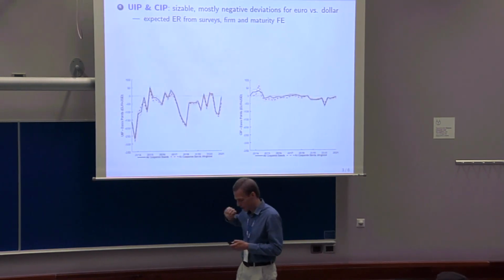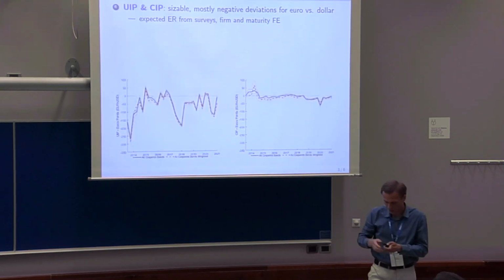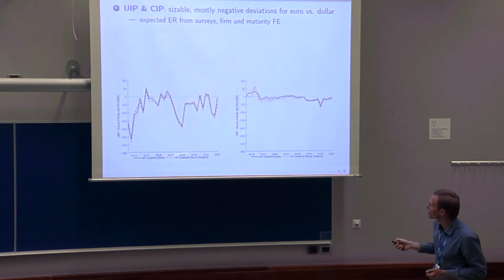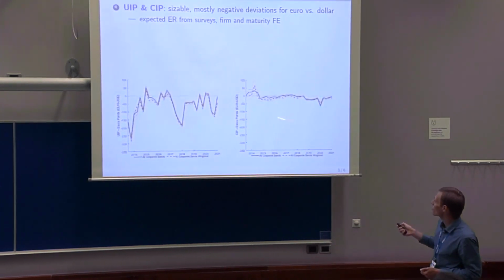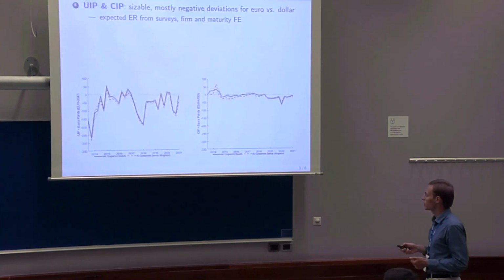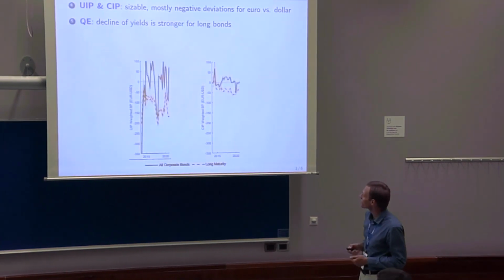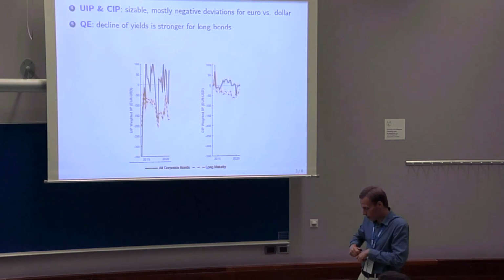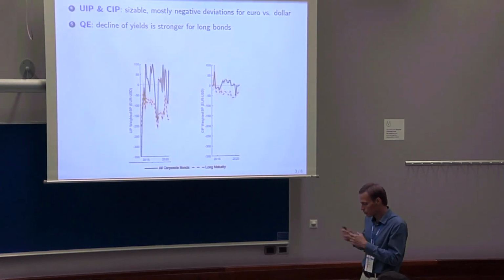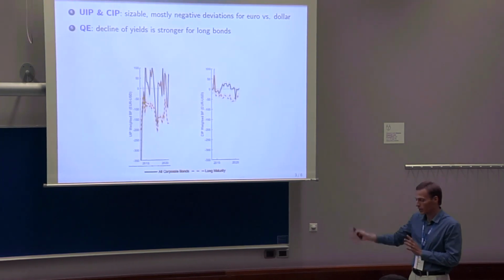computed using the expectations from surveys, right? And this is CIP, which doesn't require any survey data. And you can see that for most of this period, both measures are negative, right? So the effective return on euro-denominated debt is lower than the return on the dollar-denominated debt. Then we can unpack that in two directions. One is who holds these bonds, and second, what are these assets, right?